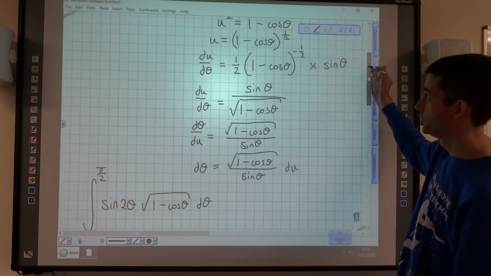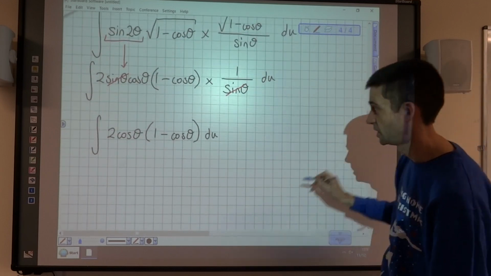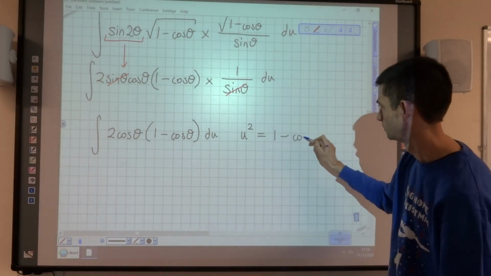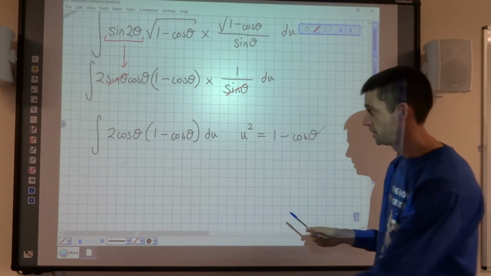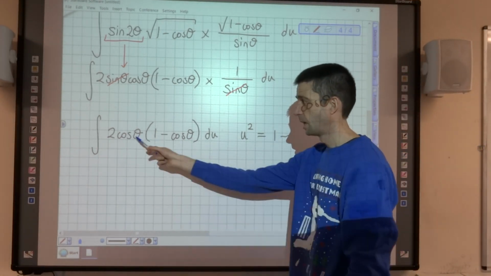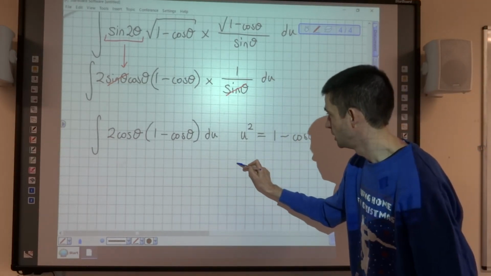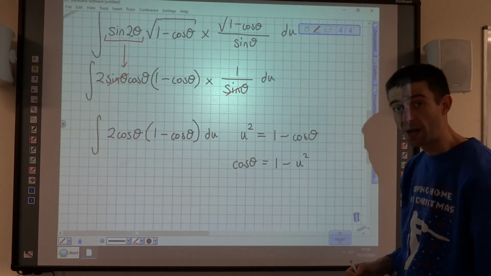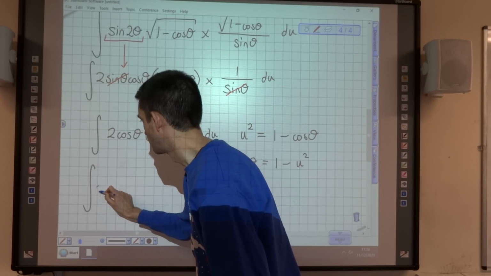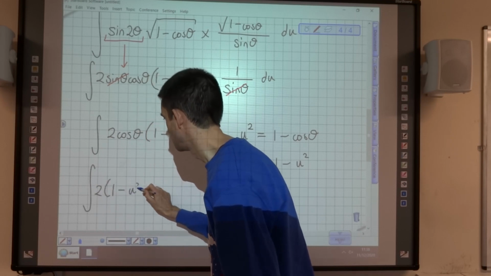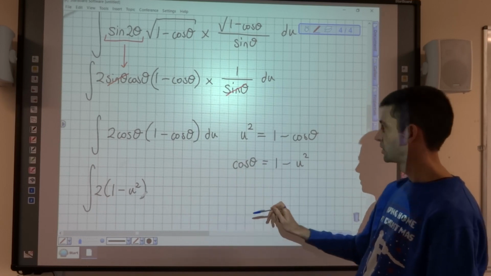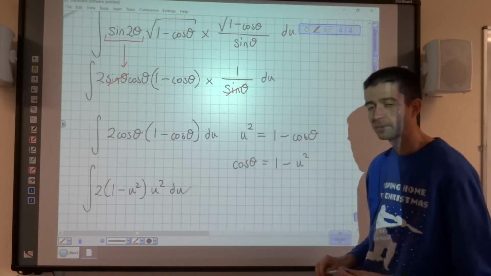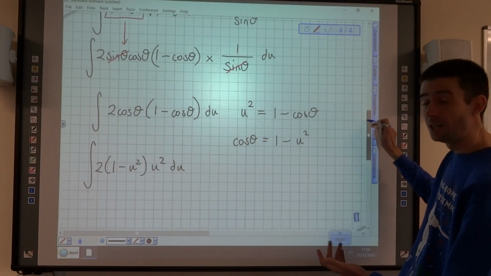Now let's consider what our substitution was. u squared equals 1 minus cos theta. So that's quite nice. That's going to go straight in there as u squared. And now I've got 2 cos theta. So if I rearrange this to be cos theta equals 1 minus u squared, I can now rewrite my integral as 2 lots of 1 minus u squared, and then 1 minus cos theta is just u squared with respect to u.